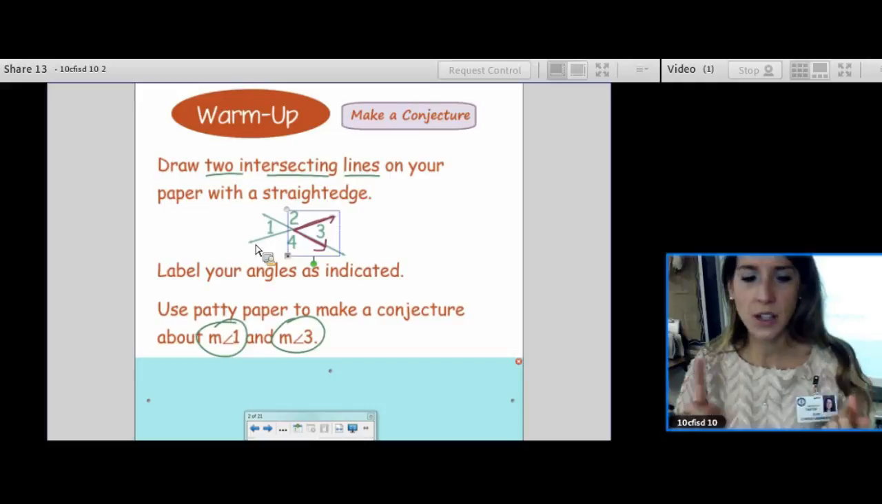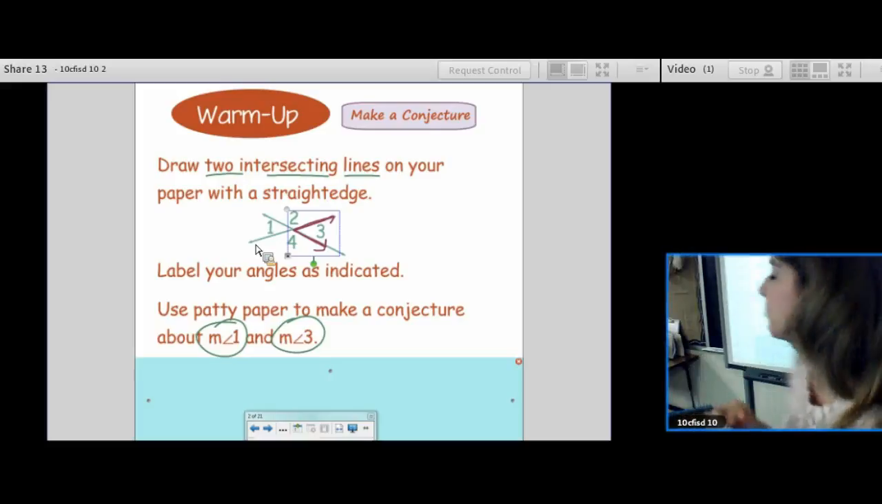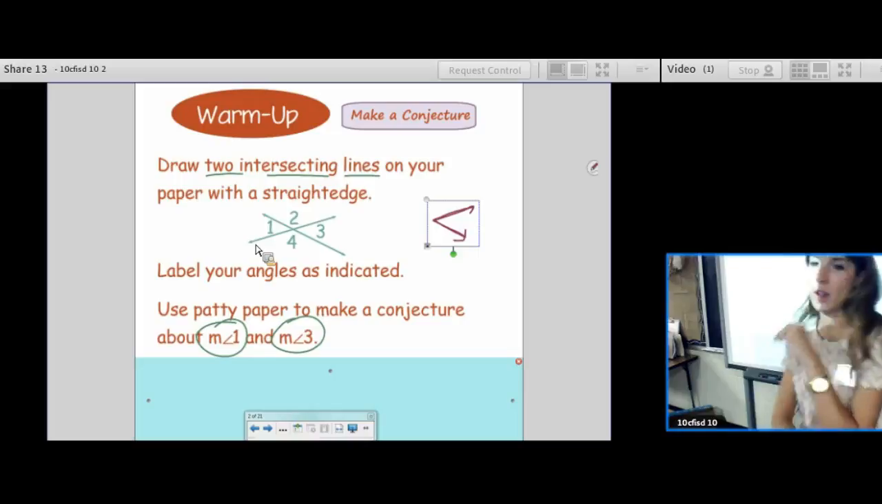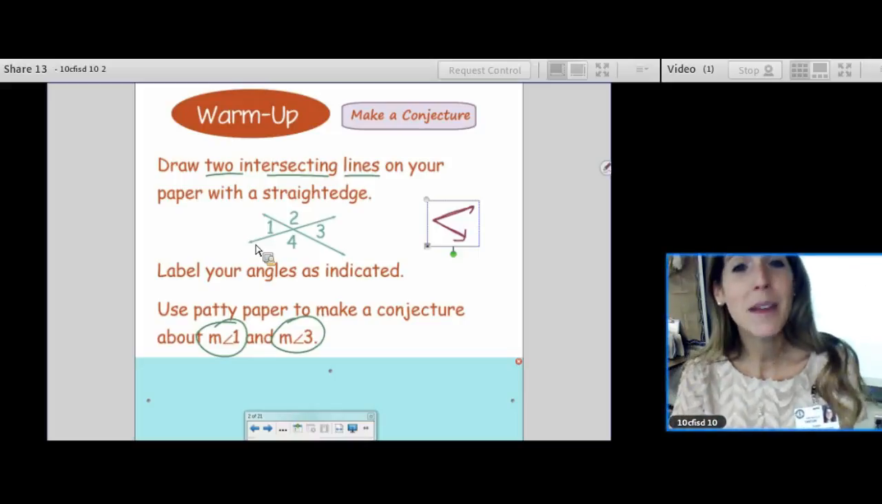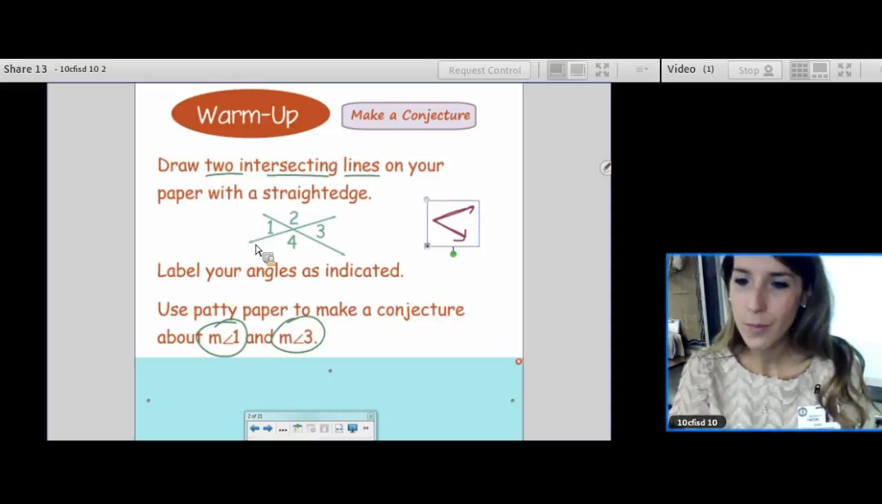But you said some great things. You said they're congruent. You said their measures are equal. You said they're the same. That's awesome. You remember how we mark that two angles are congruent? Because like for segments, we add tick marks when they're congruent. What do we do for angles?